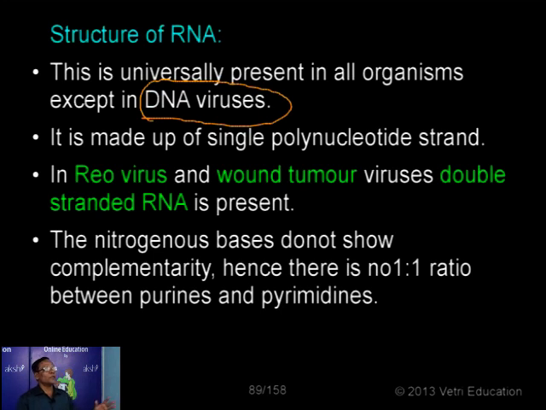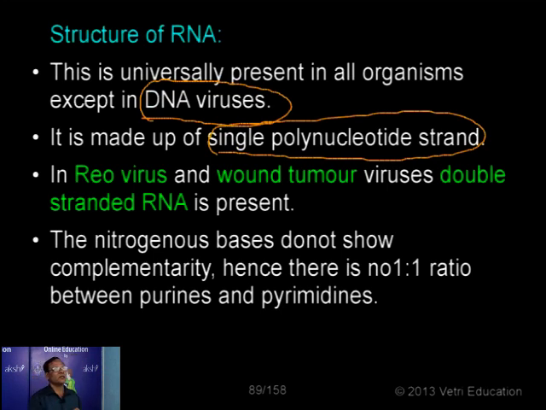Then what is the chemical nature of this RNA? It is normally a single polynucleotide strand. In all cases, it is in the form of a single polynucleotide strand, unlike the double helical structure of DNA, where DNA is made up of a double strand structure. But here it is made up of a single polynucleotide strand. It may be folded in some cases, it may be in the form of a straight chain, etc. We'll see the structure of different kinds of RNA. In all cases, I mentioned, it is a single polynucleotide strand.